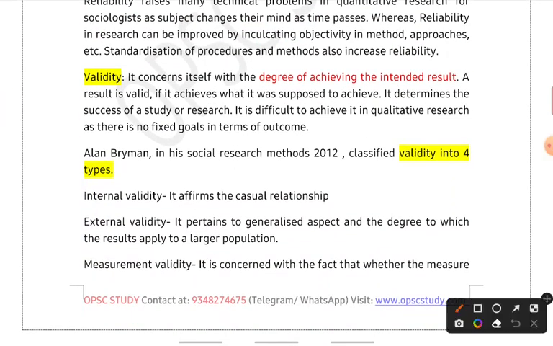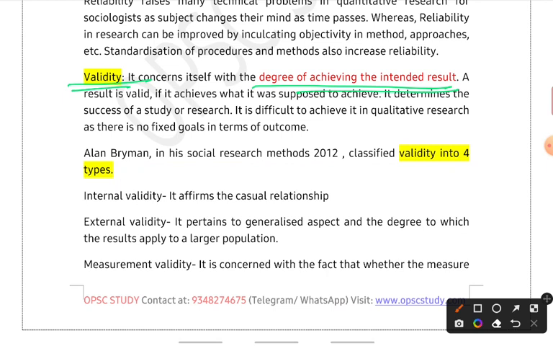Then the third part of our structure: what is validity? It is basically the degree of achieving the intended result. Suppose there is a result that you have to achieve, and how often you are getting close to that intended result that you wanted.